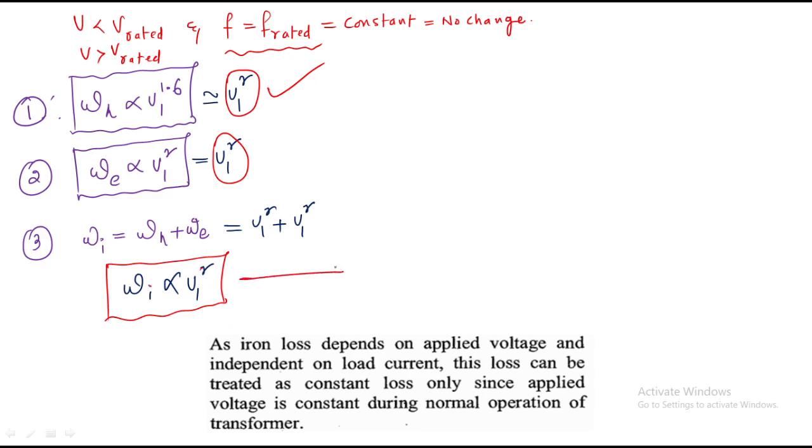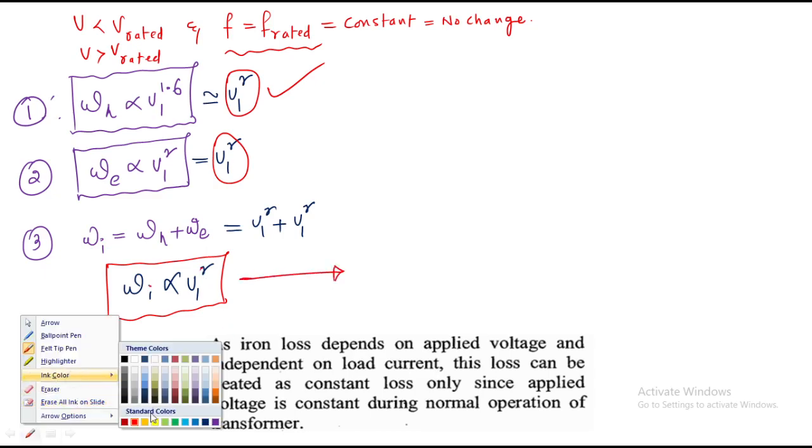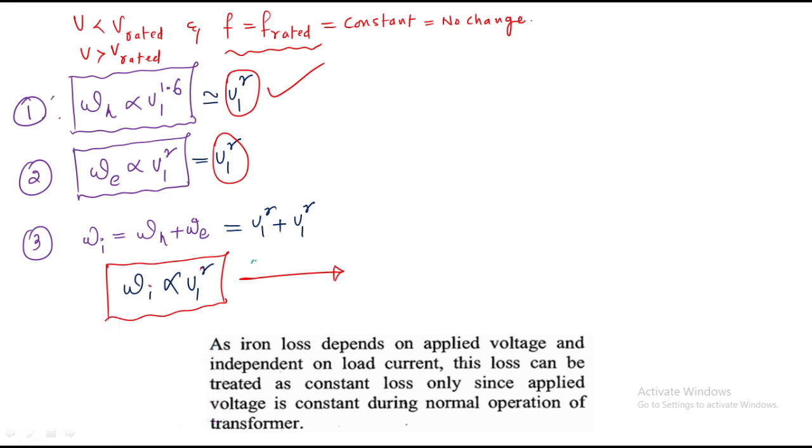So iron loss depends only on supply voltage, right? So if the supply voltage changes, the iron loss component changes, but during normal operation of the transformer there is no change in the supply voltage, right? Once we provide the supply voltage during normal operation of the transformer, there is no change in it. Obviously there is no change in the iron loss component.